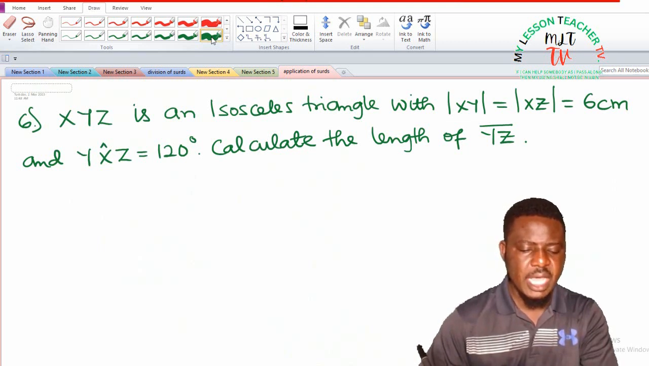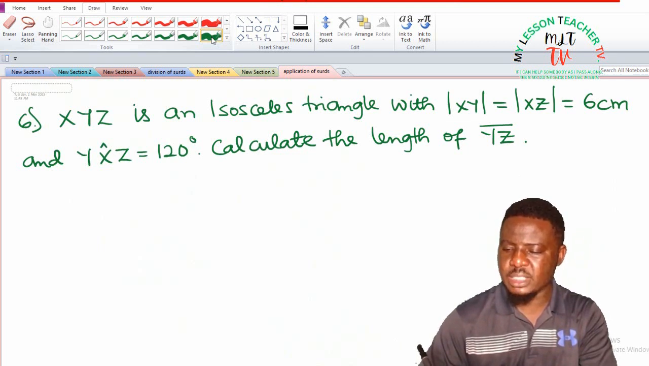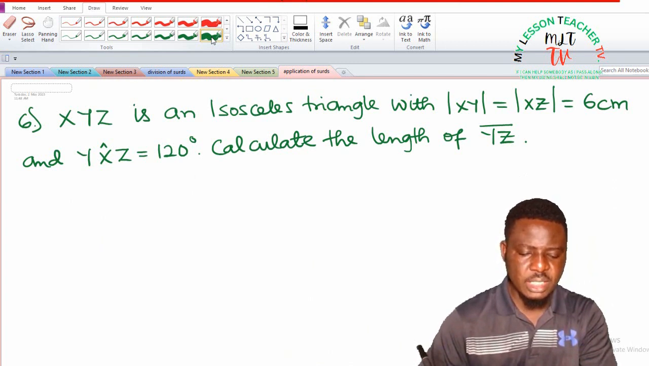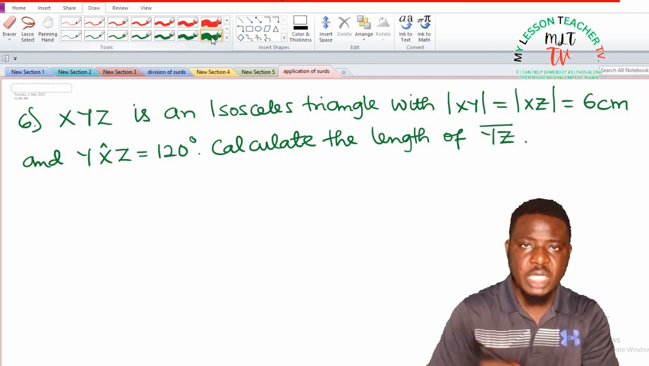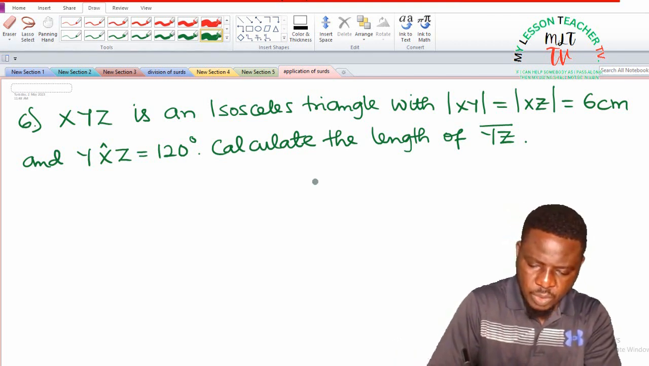Question 6 says XYZ is an isosceles triangle with side XY being equal to side XZ and is equal to 6 centimeters. And angle YXZ is equal to 120 degrees. That we should calculate the length of side line YZ. Now all you need to do is to sketch the triangle XYZ.